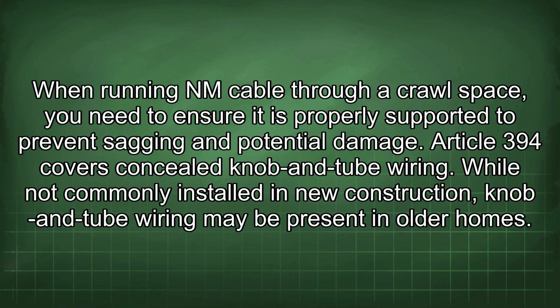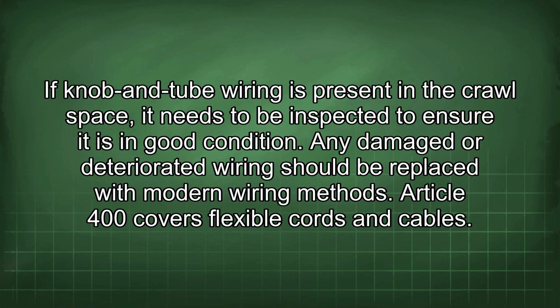Article 394 covers concealed knob and tube wiring. While not commonly installed in new construction, knob and tube wiring may be present in older homes. If knob and tube wiring is present in the crawl space, it needs to be inspected to ensure it is in good condition. Any damaged or deteriorated wiring should be replaced with modern wiring methods.